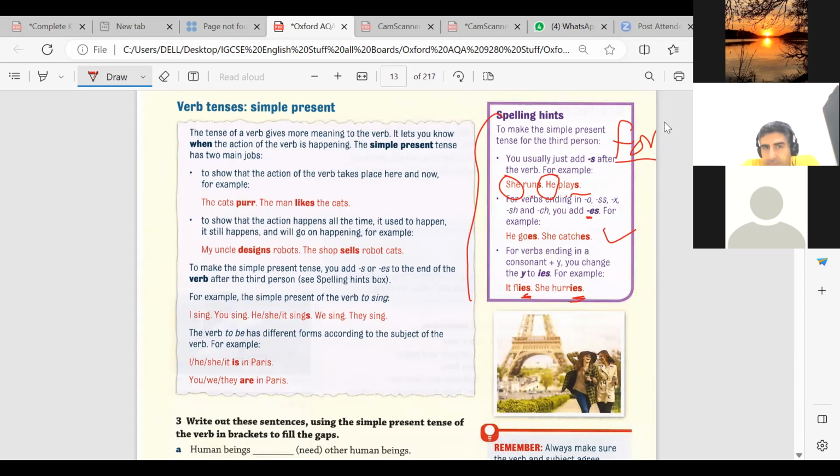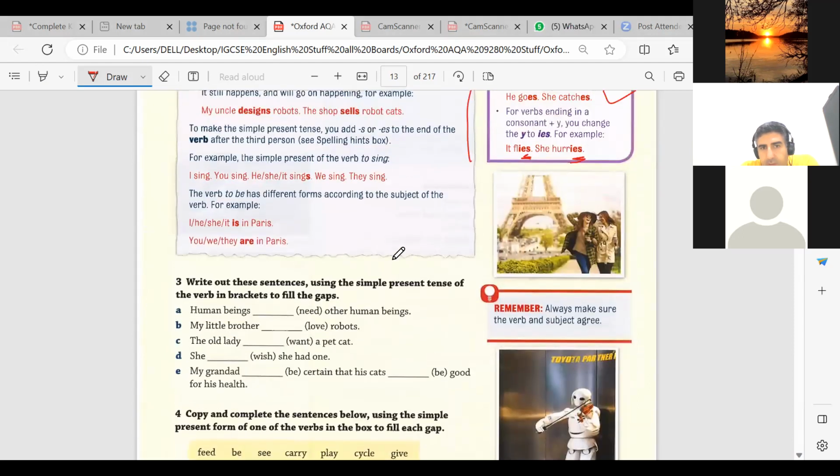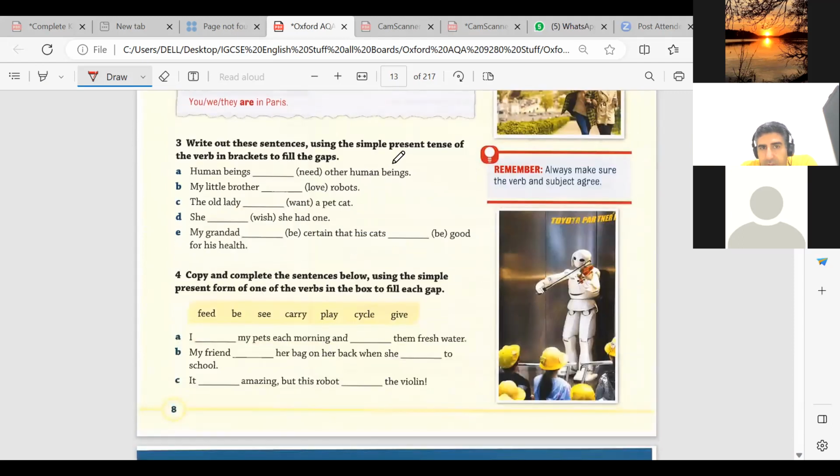Any questions? Yes. Can it also be the verb to be? The verb to be, present. Yes, of course. The verb to be is irregular: am, is, are. Yes. Okay. Can you please correct?